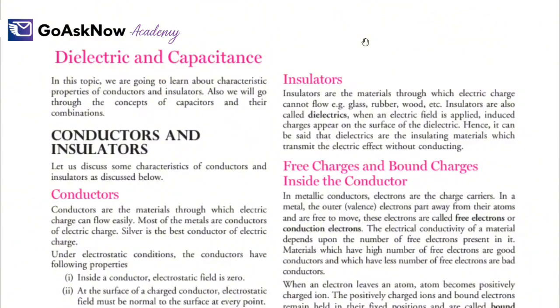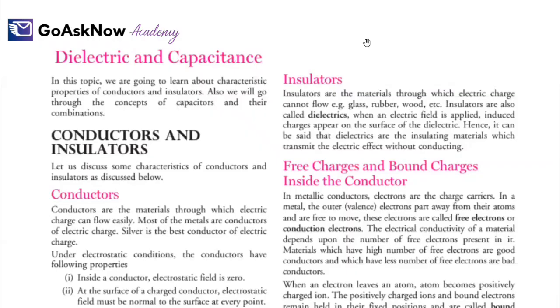Then we have also covered the dipole part, like what is the potential energy of dipole, and also we have seen the potential energy of a system of various charges. So now we will see the next topic, that is dielectric and capacitance. In this topic, we are going to learn about the characteristic properties of conductors and insulators. Also, we will go through the concepts of capacitors and their combinations.